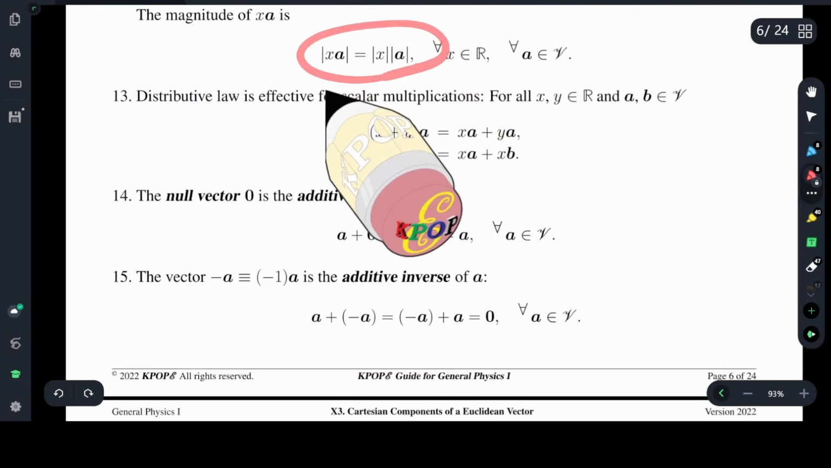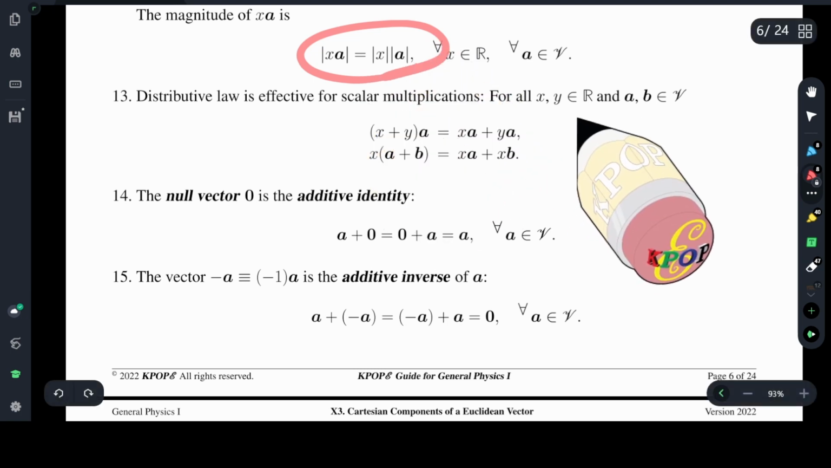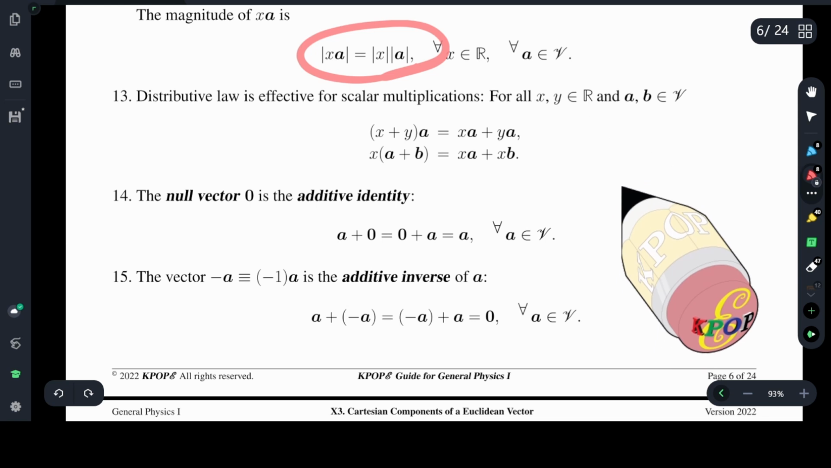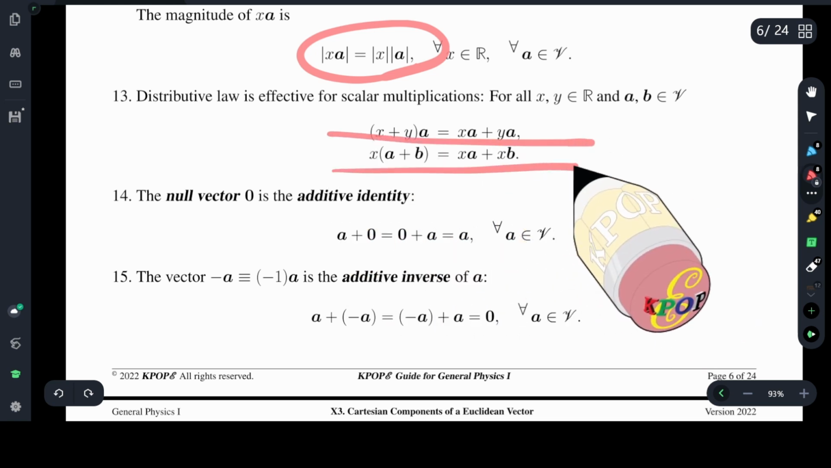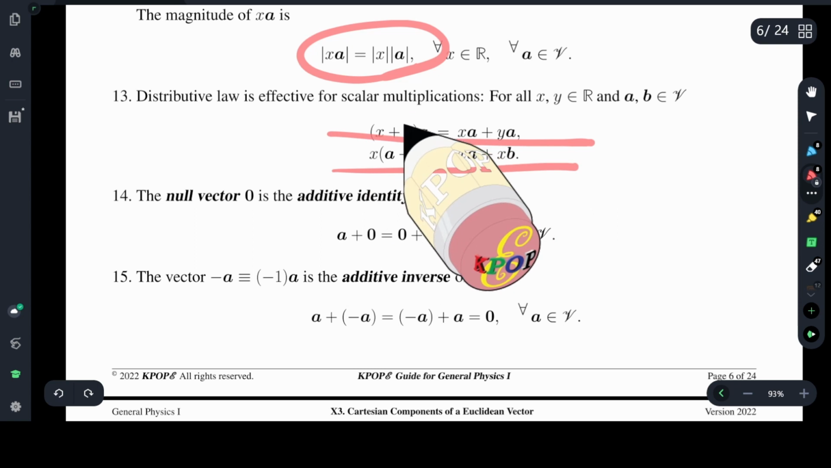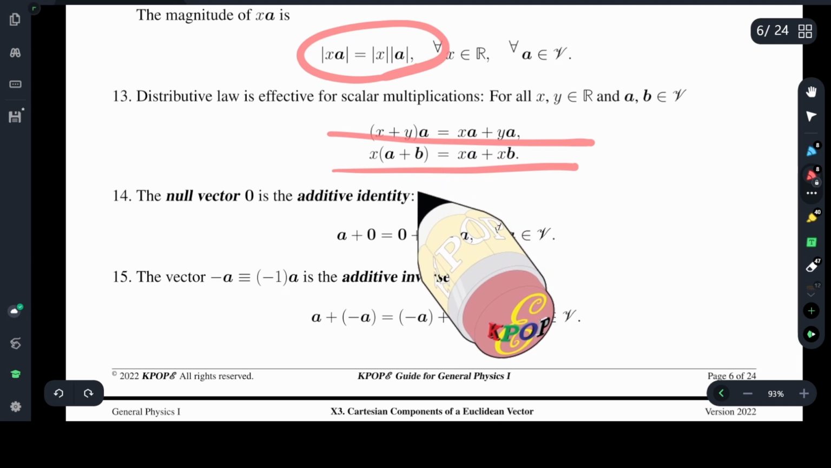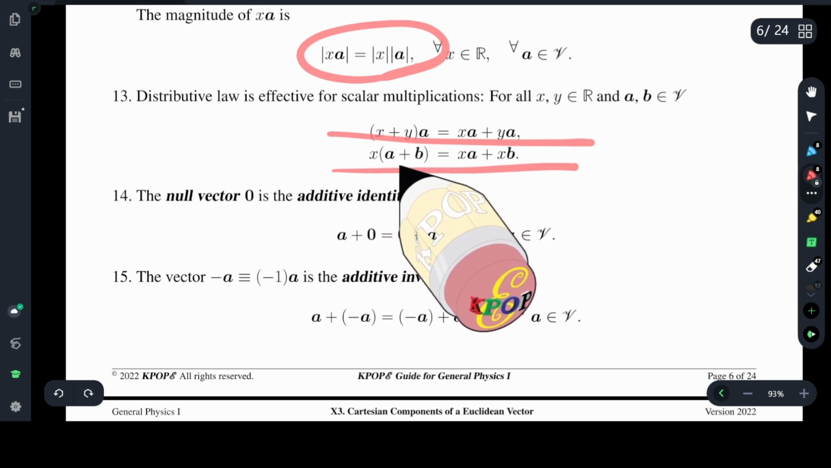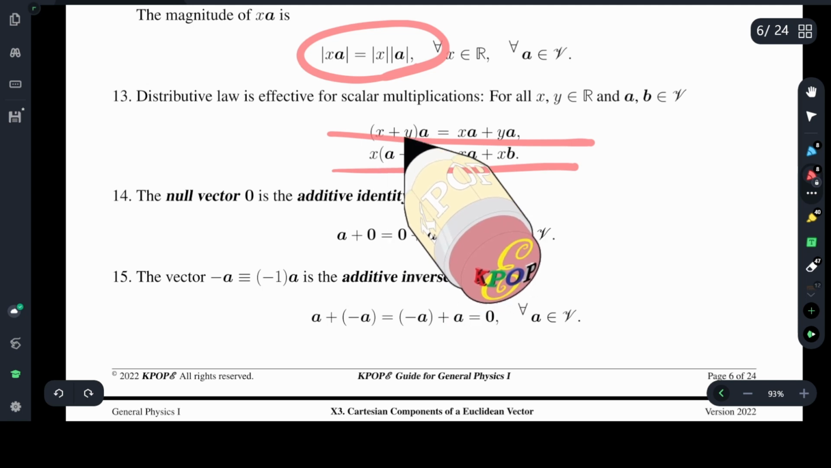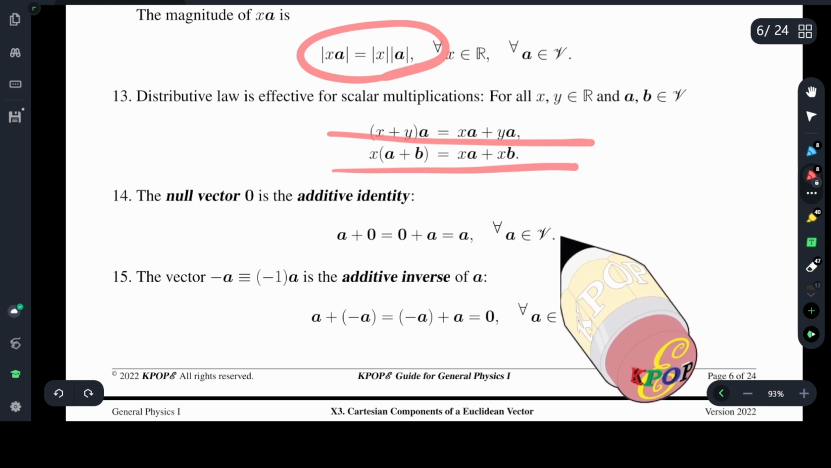So, review. If I multiply a scalar to a vector, then the magnitude will be the magnitude of the original vector multiplied by the absolute value of the real number. And the distributive law works for vector addition and multiplication. When we multiply a number that can be decomposed into a sum of two numbers, and if we multiply a vector, I can divide it into two pieces as the sum of two vectors. This kind of distributive law works.